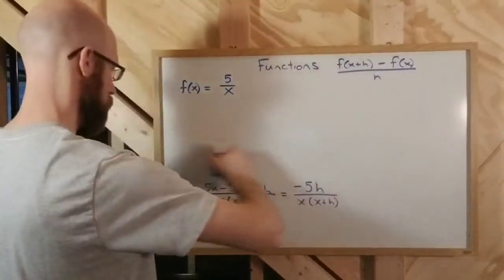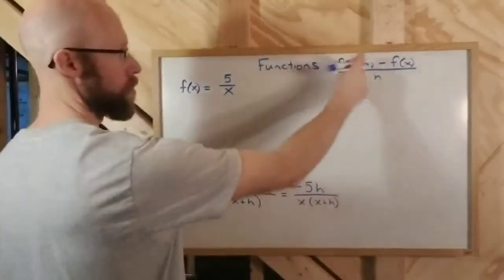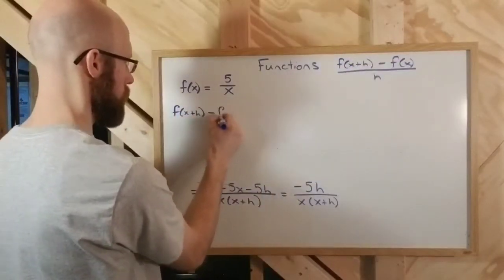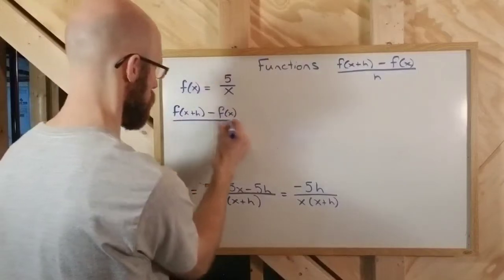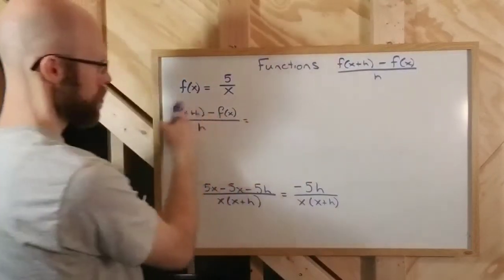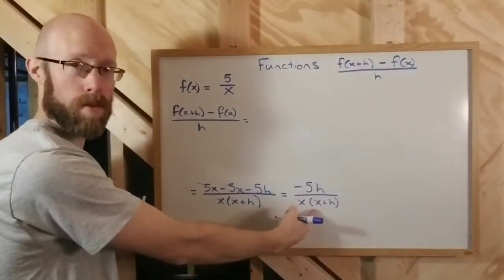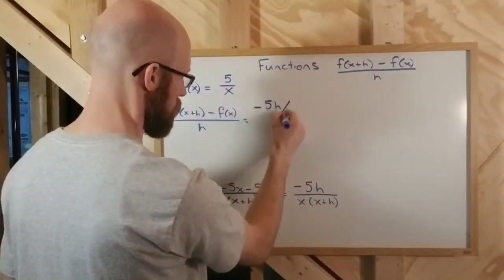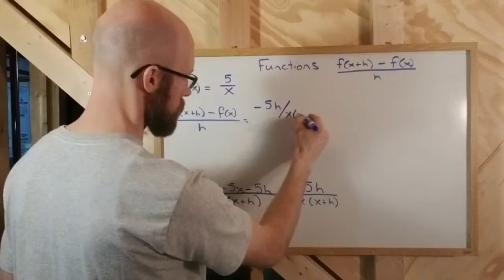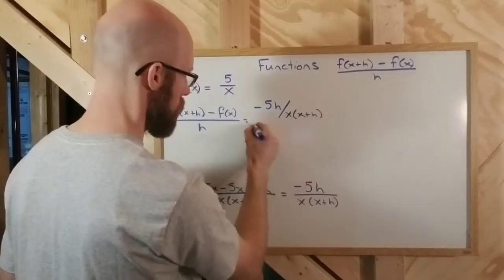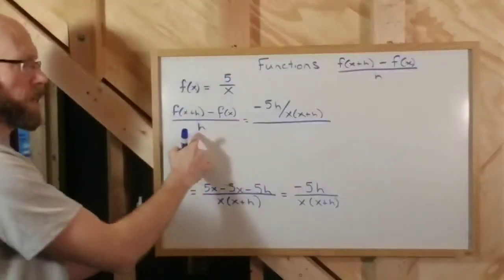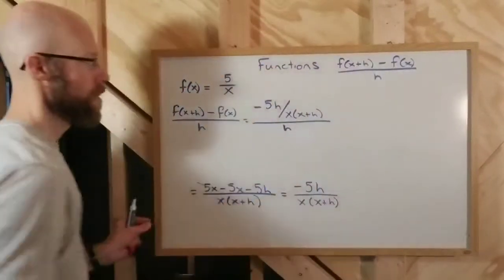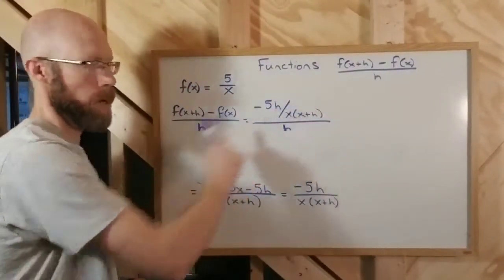So when I write out my difference quotient, f of x plus h minus f of x all over h, the numerator is this thing that we just found. So it's going to be a negative 5h over x times x plus h. But I still have this extra h on the bottom. Okay, so I have my numerator over h.